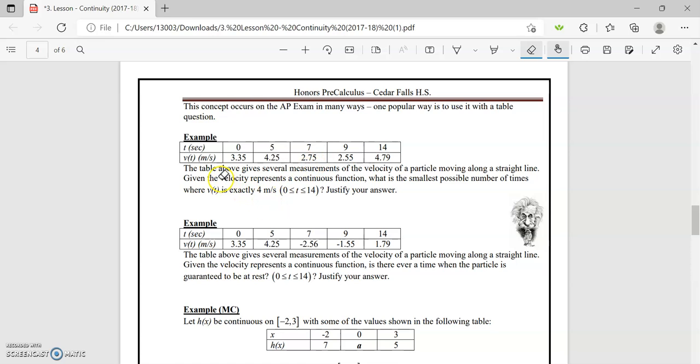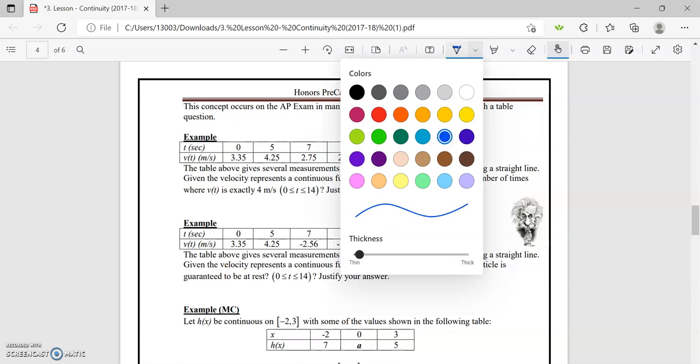But as we look at this table, the AP exam question would ask, given the table above, several measurements of the velocity are being shown. Given that the velocity represents a continuous function, what is the smallest possible number of times where you hit exactly 4? It's asking if I were to draw this graph, like plot each coordinate, how many times would I be guaranteed to cross the 4 meter per second mark? So, for example, just blue.